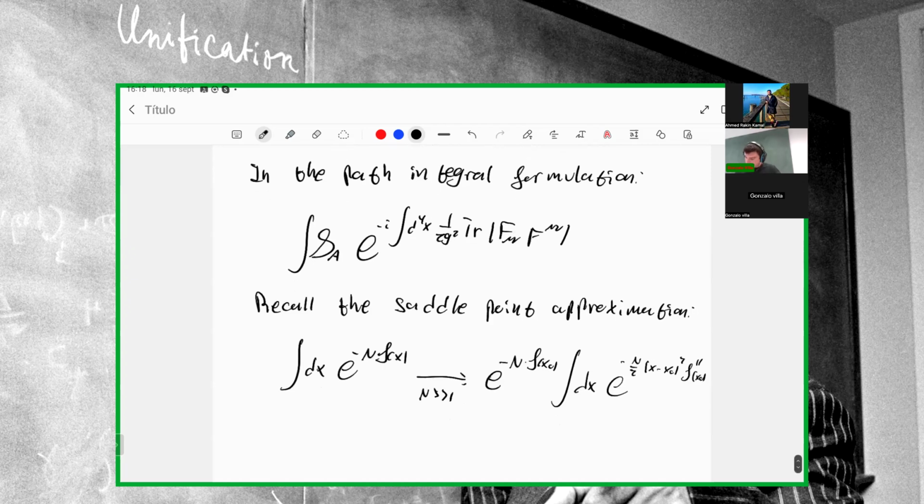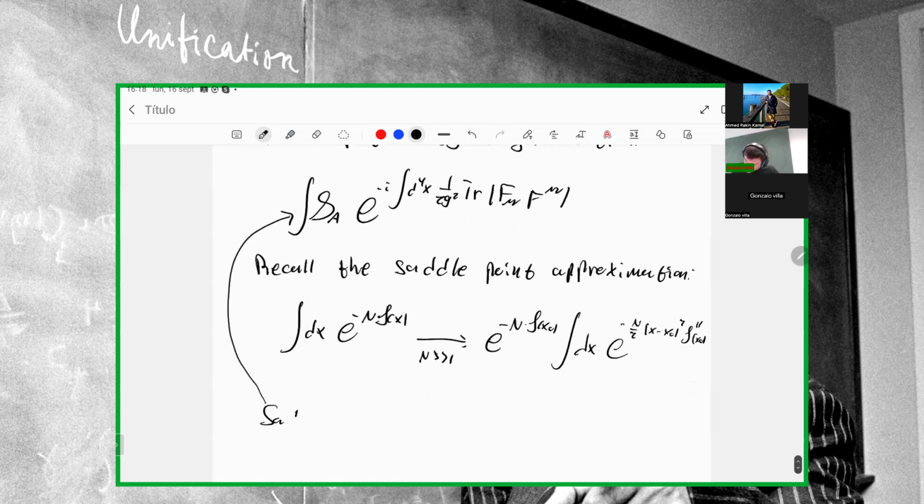In the path integral formulation, the saddle point approximation means that I can choose a configuration that extremizes the action, and then study small fluctuations around it, which is precisely what we have been doing throughout the whole lecture course. There was a classical field configuration that solves the equations of motion, that is, that minimizes the action, and then we studied quantum fluctuations around this configuration.